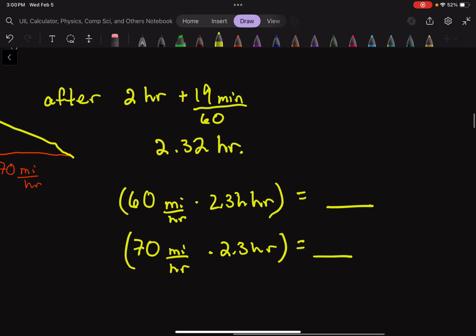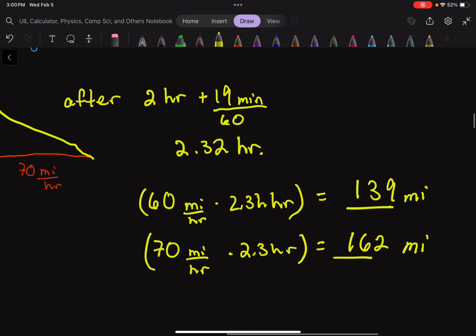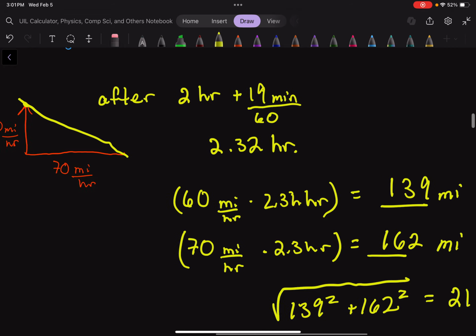And then from there, we're going to do the Pythagorean theorem, and we're going to square those numbers and add them. So when we do this, 60, enter 2.32, we multiply, I get about 139 miles. There are other digits in there, but I'm not going to write them down. And then 70, enter 2.32, multiply, 162 miles. And so from there, we do the Pythagorean theorem, which gives me about 213 miles. Okay. All righty.